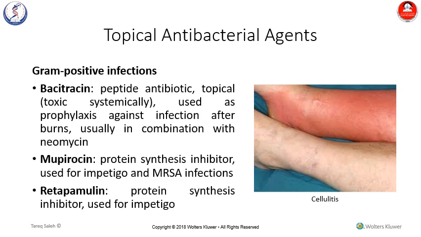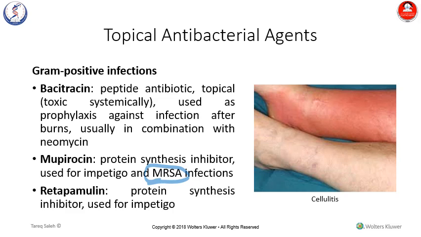The next drug that is useful for the treatment of gram-positive skin infection is called mupirocin. Mupirocin is a protein synthesis inhibitor that is effective in the treatment of skin infections caused by streptococci or staphylococci, including methicillin-resistant Staphylococcus aureus or MRSA. It is available as a cream and as an ointment.